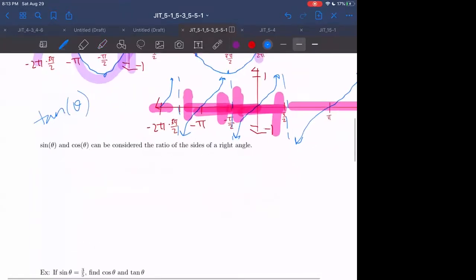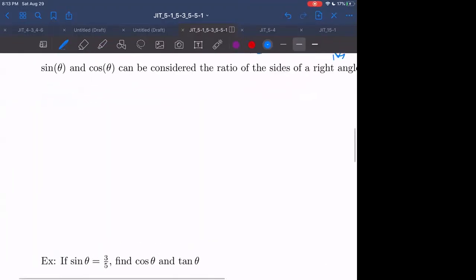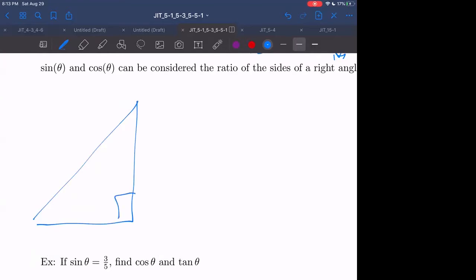So sine and cosine can be considered the ratio of the side of a right triangle. Okay, you might have seen this before. You might remember the term SOHCAHTOA. So if I've got, let's say, an angle theta, let's say they've got the hypotenuse here, the opposite side, and the adjacent side. We take our angle. Hypotenuse is always going to be the side across from the right angle of our triangle. Okay. And then we know the other side will be our adjacent, and then the last one will be our opposite.